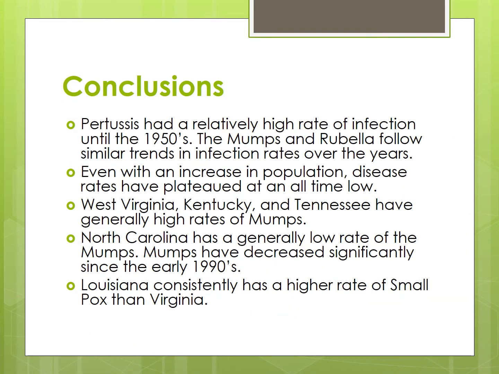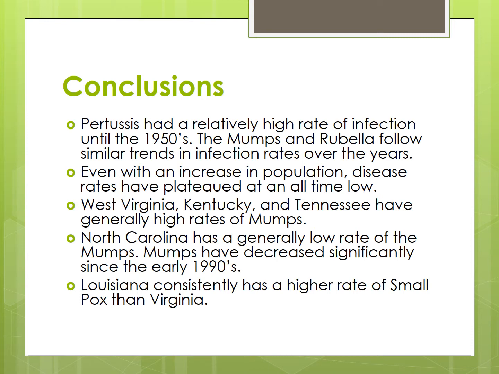My conclusions are that pertussis has had a relatively high rate of infection until the 1950s. The mumps and rubella follow similar trends in infection rates over the years. With an increase in population, disease rates have plateaued at an all-time low. This can be related to an increased access to vaccinations over the years. West Virginia, Kentucky, and Tennessee have generally high rates of the mumps. North Carolina has a generally low rate of the mumps, and mumps have decreased significantly since the early 1990s.